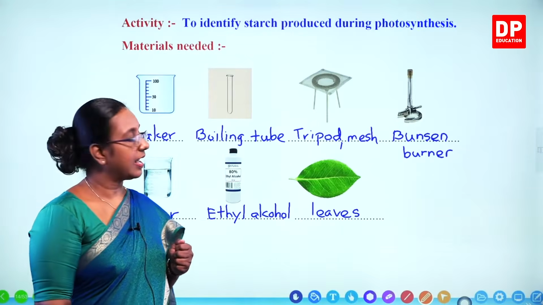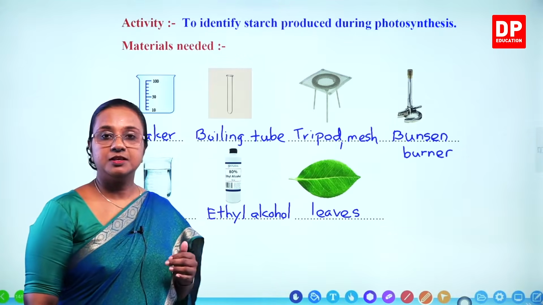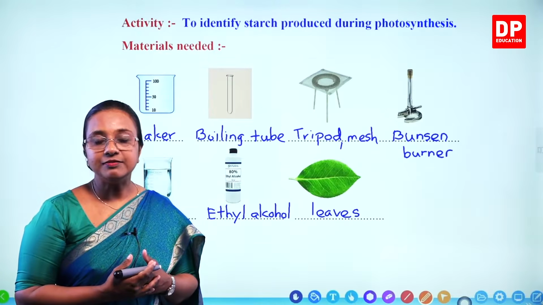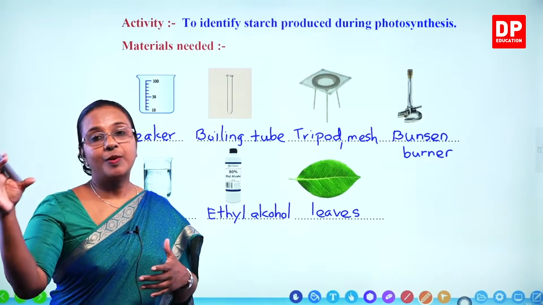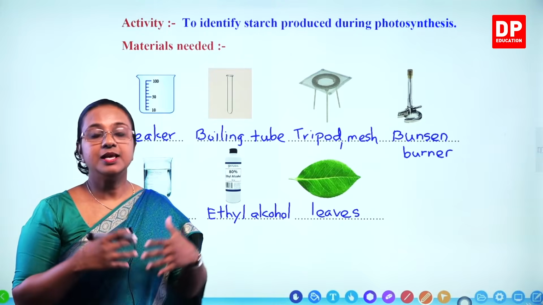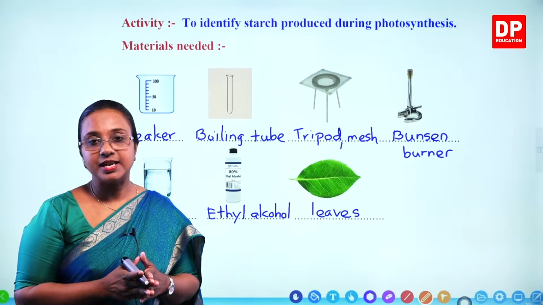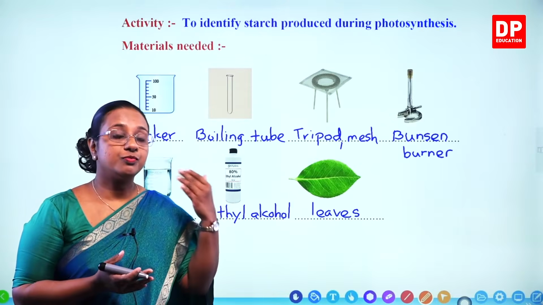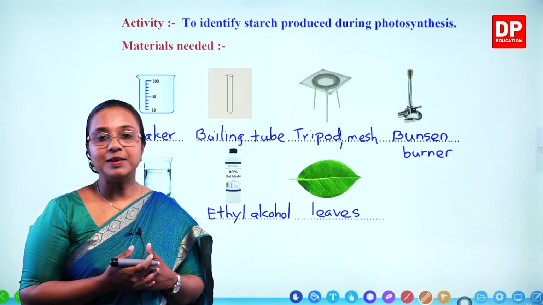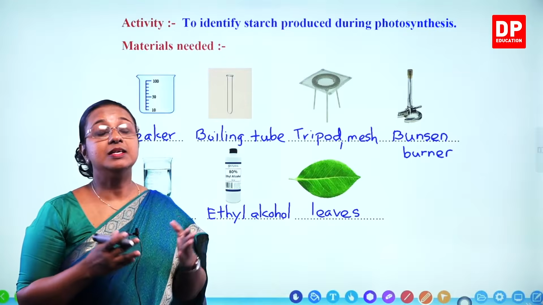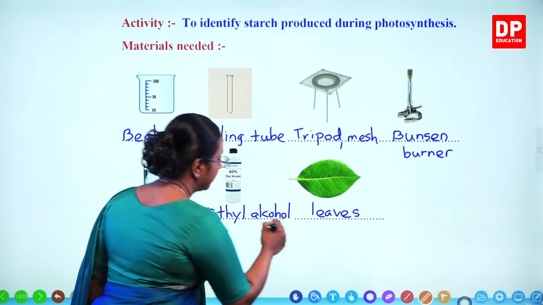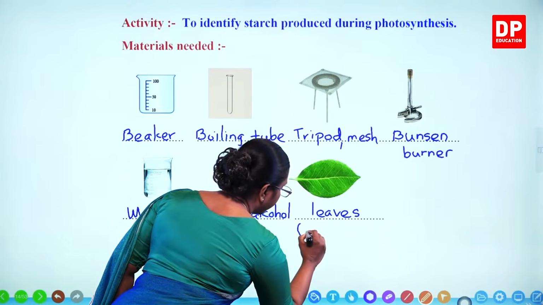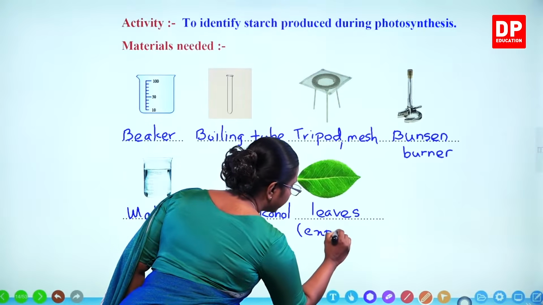So, this activity has many steps. First, we need to get a leaf that has been exposed to sunlight. So, you pluck a leaf from a plant that was present under direct sunlight. So, photosynthesis would have taken place and there will be starch present in leaves. So, here I will mention that exposed to sunlight.